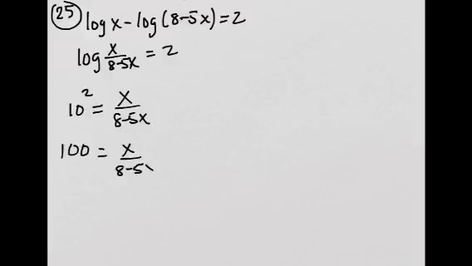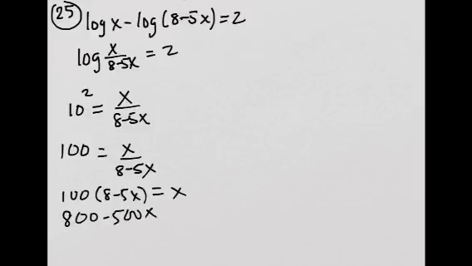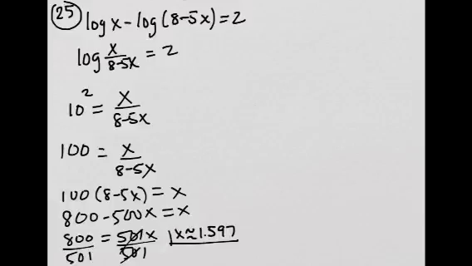I'm going to multiply both sides by 8 minus 5x. So I've got 100 times 8 minus 5x. On the right side, the denominator cancels. So it's 800 minus 500x equals x. I'm going to add 500x. So I've got 1x already, so it's 501. Divide by 501. Okay, so that would be the exact value. And here's the approximate value after you plug it into the calculator.